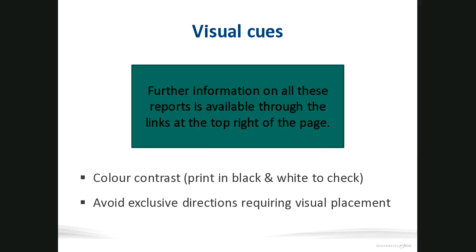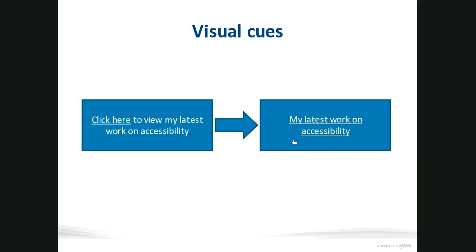So I mentioned there about link text, avoiding click here, because screen reading software can produce a list of all the links on a page, and if you're just using click here, it will go click here, click here, click here, click here, and the student won't know where click here actually goes without reading the entire document and getting the context from the surrounding text. So if a student's been directed to a particular page to download a report, you'd expect the link text to say report or something of that ilk.